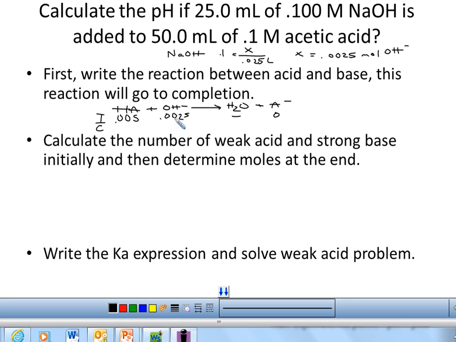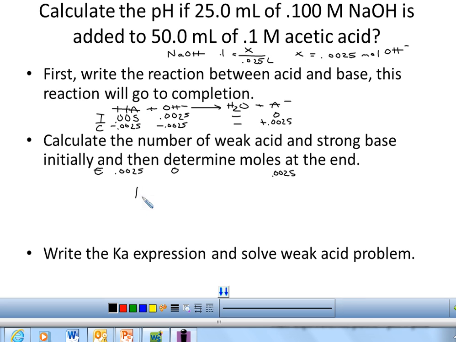Then the change, what's the limiting reactant? The base, 0.0025 minus 0.0025. Don't worry about the water, and I'm going to be making 0.0025 of my conjugate base. So now my ending amount is going to be 0.0025 of the acid, none of the strong base, but 0.0025 of the conjugate base. And so I'm going to have the same amount of each of these, of the weak acid and the conjugate base.